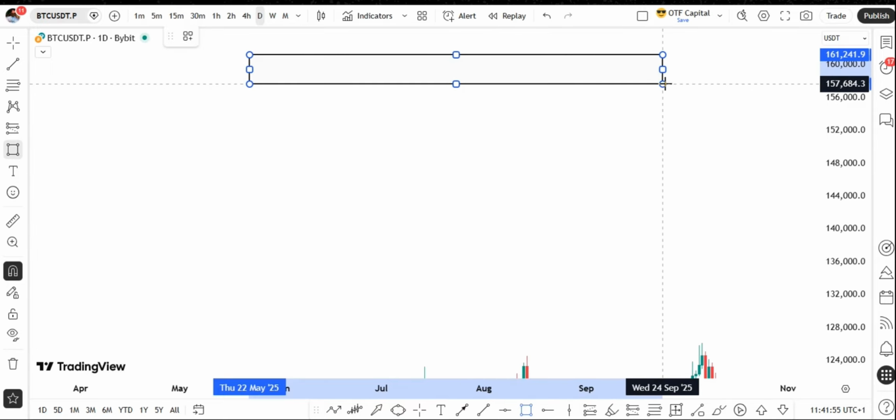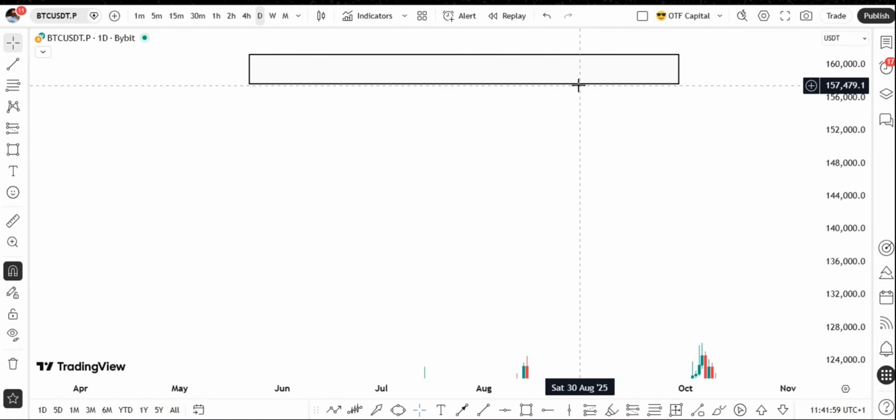Support and resistance are levels where buying and selling are the strongest.